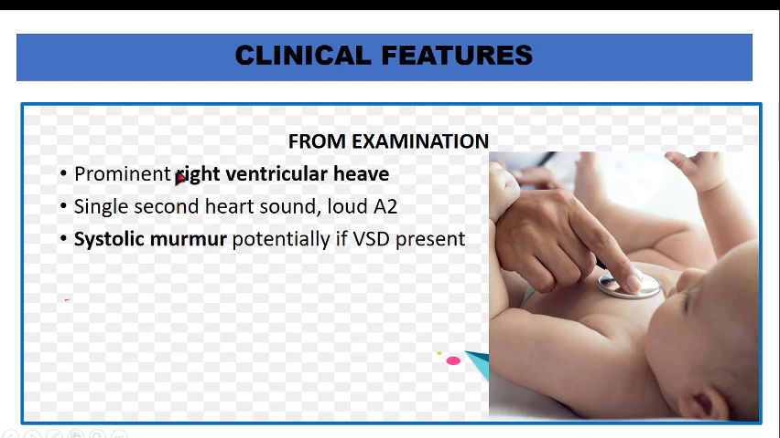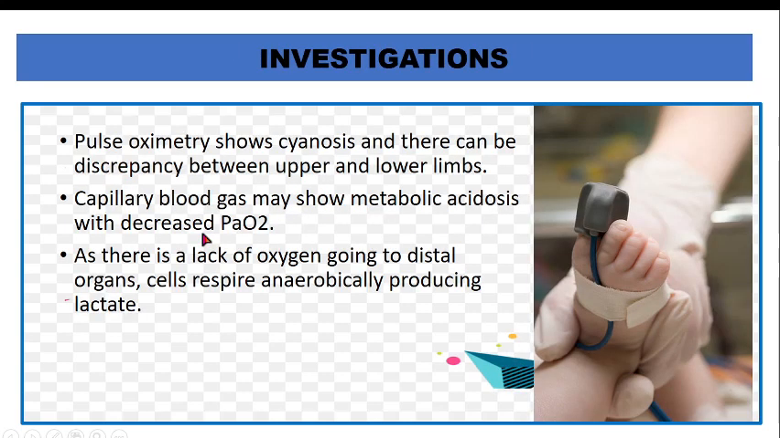Now, abnormal heart sounds can be there: prominent right ventricular heave, single second heart sound, loud A2, systolic murmur if VSD is present. This all depends on the associated heart defects. Different sounds can be heard using a stethoscope, so abnormal heart sounds or murmurs can be heard.